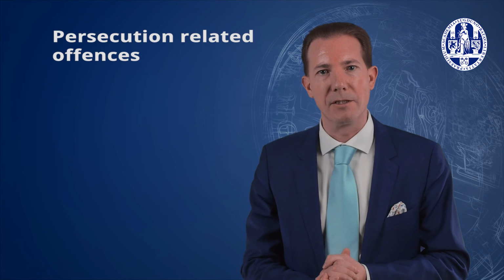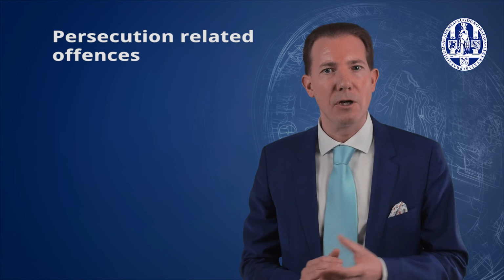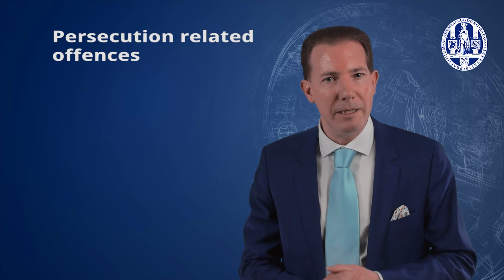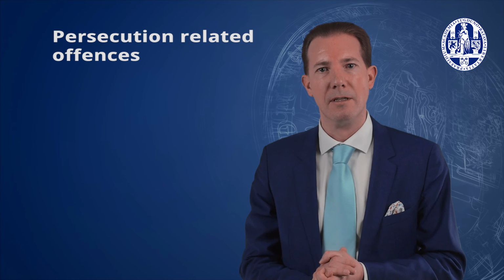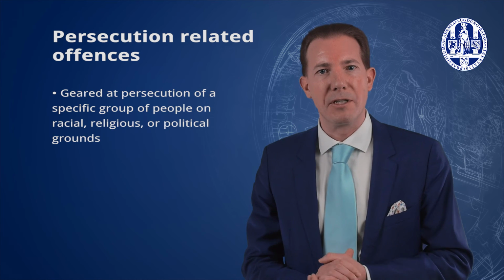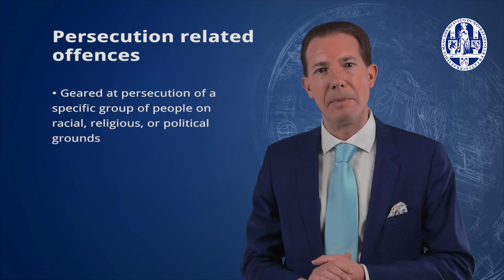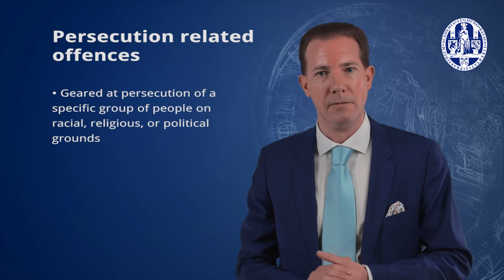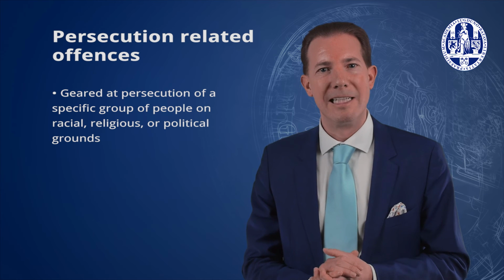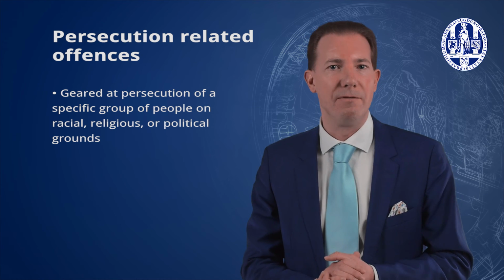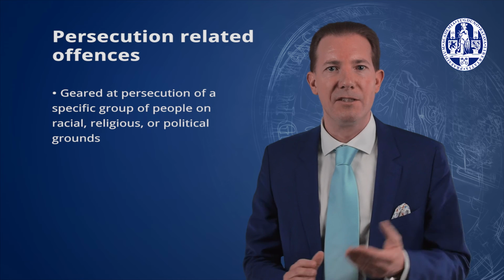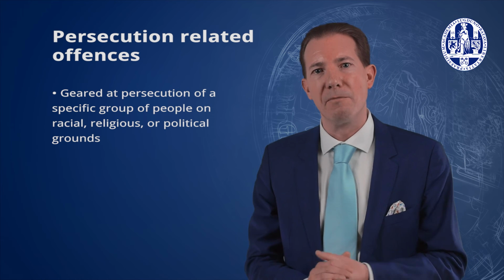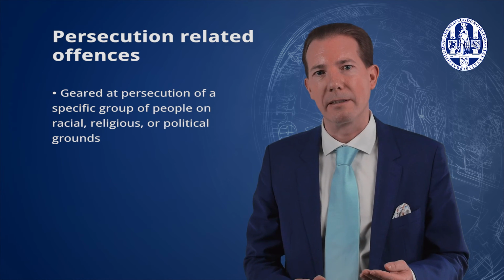The second type of offences is persecution related. These crimes are not always criminalized or even prohibited in national legal systems. They are typically geared at the persecution of a specific group of people on racial, religious, or political grounds. The existing crime definition captures many modern types of violations. For instance, enslavement captures certain forms of modern slavery and human trafficking.